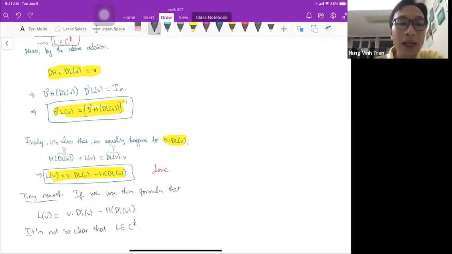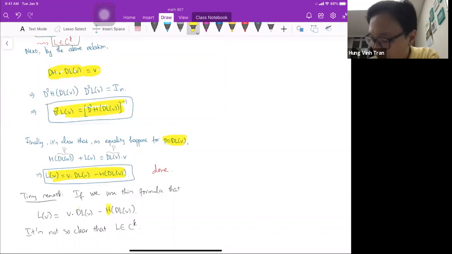Right? Why am I saying so? You know, H is in C^k, but DL you only have is in C^(k-1), right? So you have DL in C^(k-1), H in C^k. So you combine a bunch of C^k and C^(k-1) functions, and magically you have L still in C^k. So there are certain cancellations happening here, right?